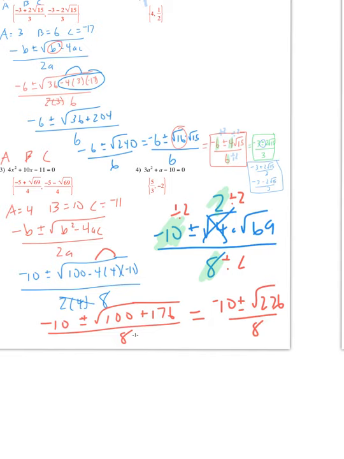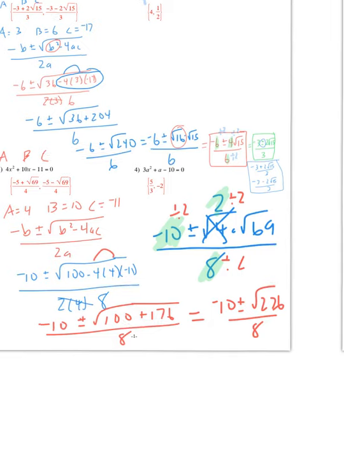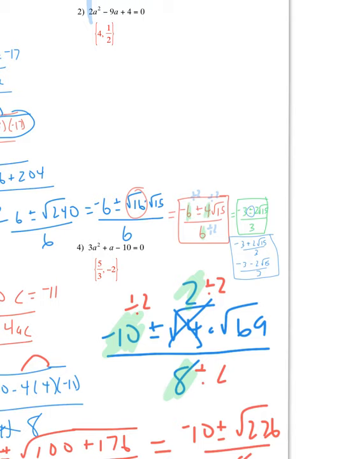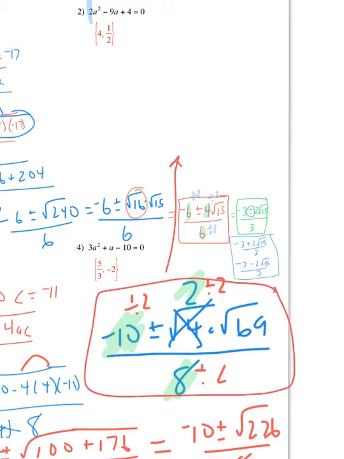All right, negative 10 divided by 2. I'm going to have to borrow some space up here at the top. So I'm going to take this and move it up here. Negative 10 divided by 2 will be negative 5, plus or minus. All right, 2 divided by 2 is 1, and the square root of 69. You really don't need the 1. And then 8 divided by 2 is 4.